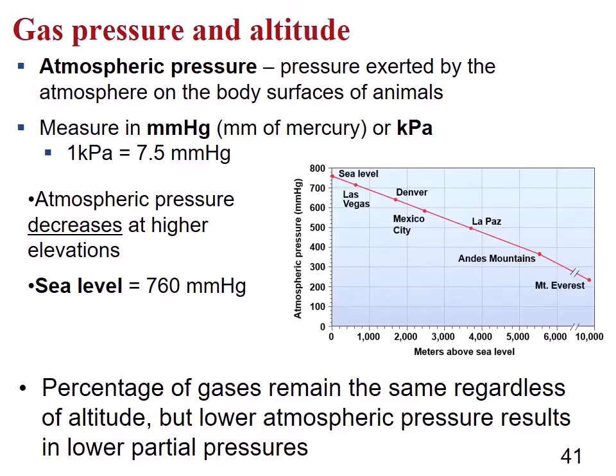I would not want to go up Mount Everest. But the reason people bring oxygen tanks up to Mount Everest is because the pressure is so much lower, they have a hard time doing gas exchange there. So the percentage of the gases remains more or less the same regardless of altitude, but the lower atmospheric pressure results in lower partial pressures, which makes it harder to do gas exchange.